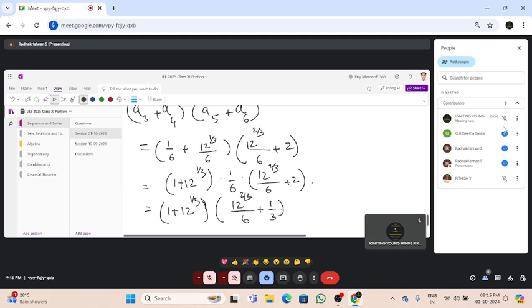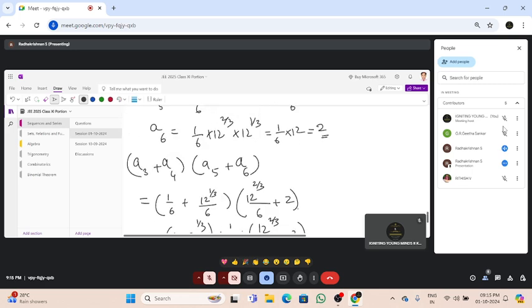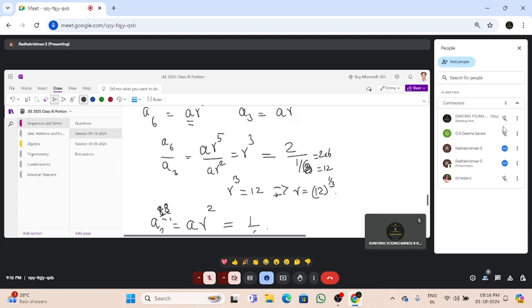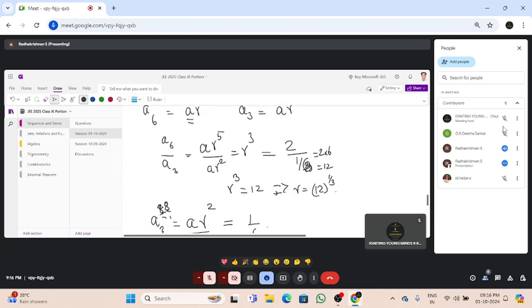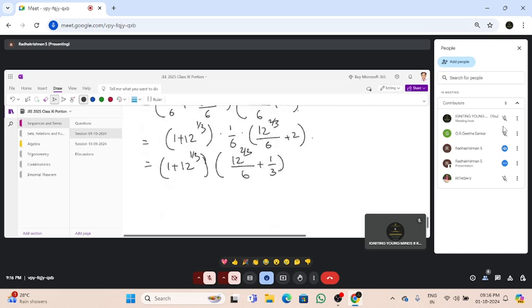Shouldn't we take the LCM? We can take the LCM for the second term. So it doesn't look like the first option, because the first option simply says divided by 12 power 1 by 3. It doesn't simplify like that. It also seems to be more than 12 power 1 by 3.